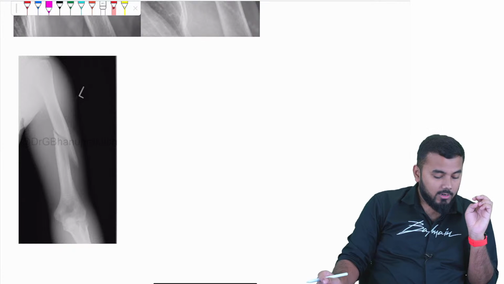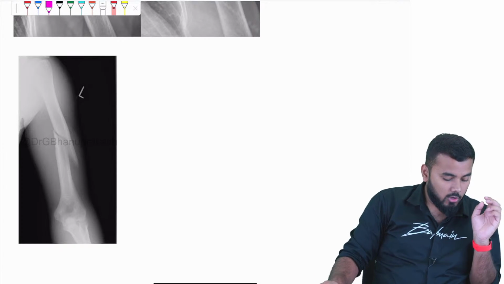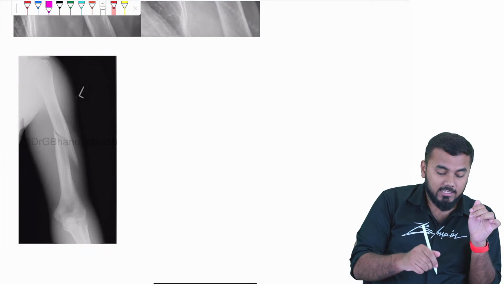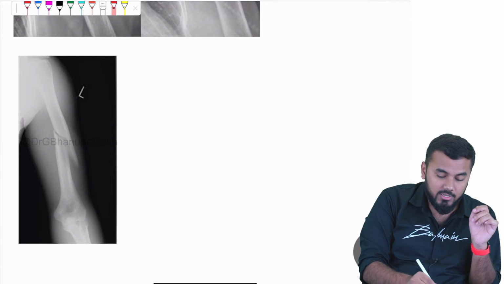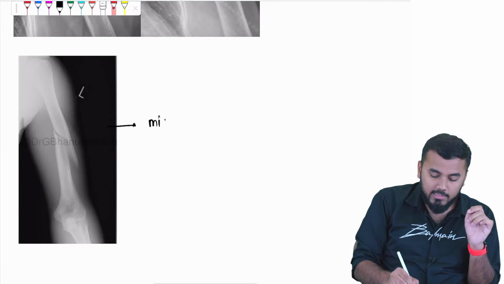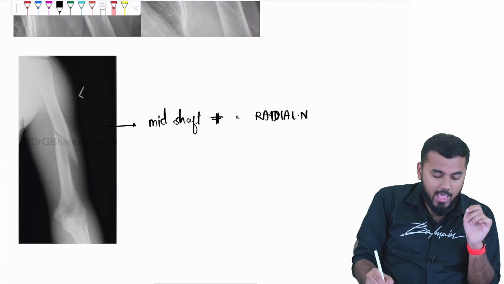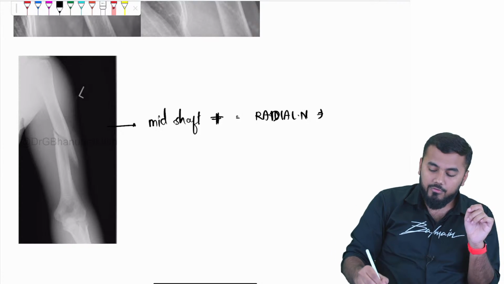All of you are right, excellent. Because we have got a radial groove. This is called a mid-shaft fracture, isn't it? Mid-shaft fracture, where the radial nerve will be damaged, and the patient will have wrist drop.